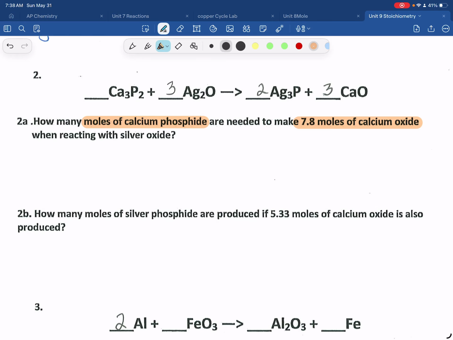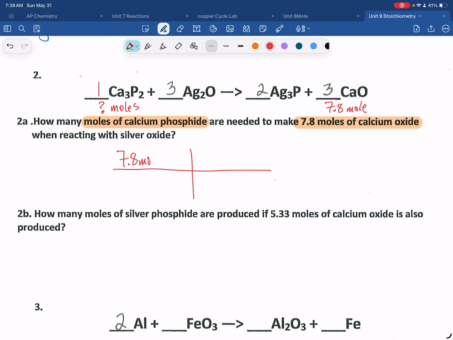All right, we have a balanced equation. Let's not forget that if there's nothing there, that's a 1. Calcium phosphide. So let's write what we know. We don't know calcium phosphide, so that's our question mark moles. And what we know is 7.8 moles of calcium oxide. So now we have a roadmap here. CaO is our starting number. Ca3P2 is our ending number. Okay, so let's set up our train tracks.